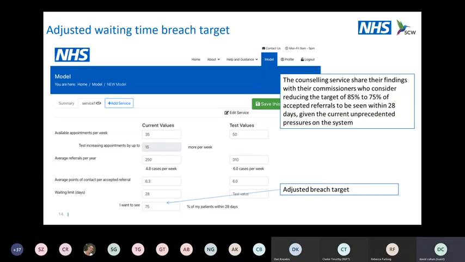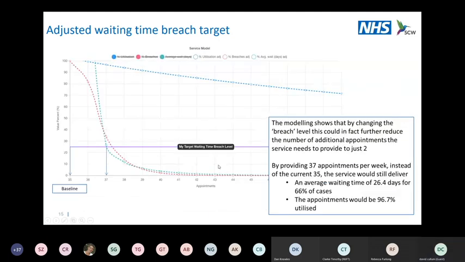So then we model that out, we adjust the breach target. So I want to see that thing at the bottom there. It used to say 85, it now says 75. 3/4 of my patients within 28 days, please. And the modelling shows by changing the breach level, this could in fact further reduce the number of additional appointments the service needs to provide to just 2.